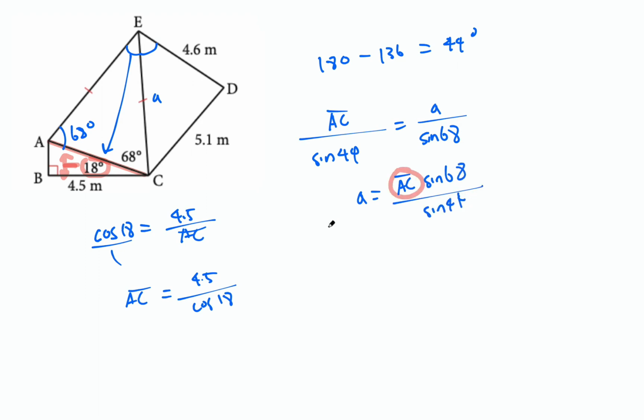Now note that we know what this is, right? But I just don't want to actually calculate it until the very end. So now we know this side A and these two sides. Now we can find the angle CED. Okay, so the angle, let's call this E prime.